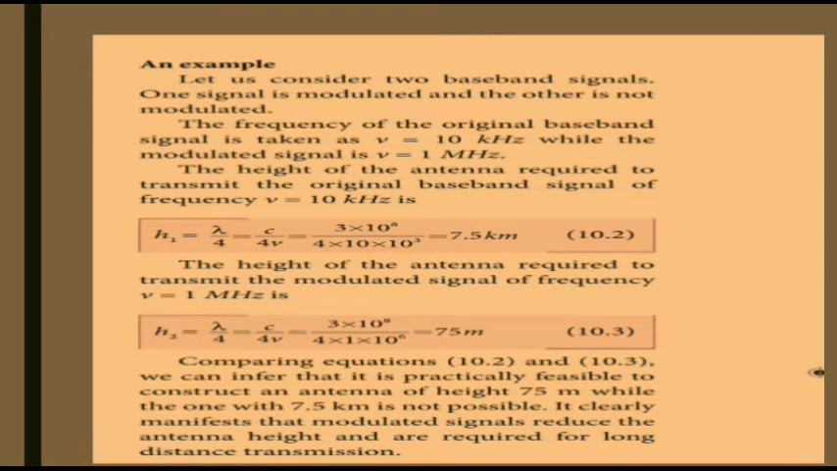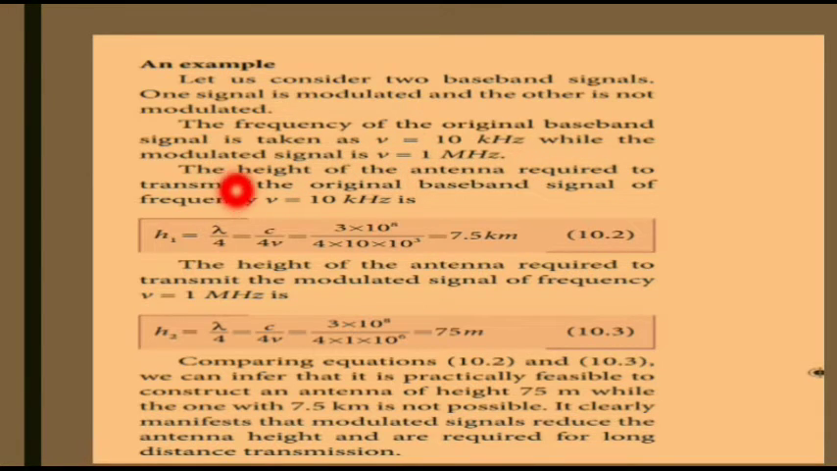For example, I think it is not visible. Anyway, I have to adjust. See the example. Let us consider two baseband signals. One signal is modulated and the other is not modulated, right? The frequency of the original baseband signal is taken as nu equal to 10 kilohertz, while the modulated signal is nu equal to 1 megahertz.